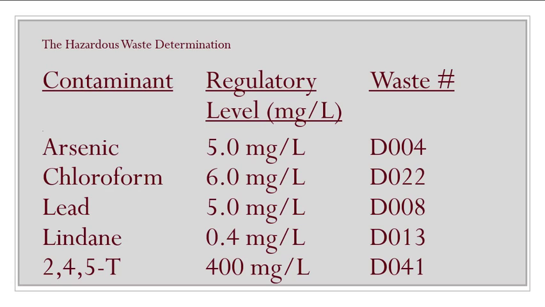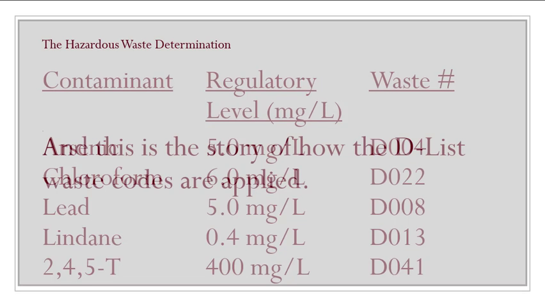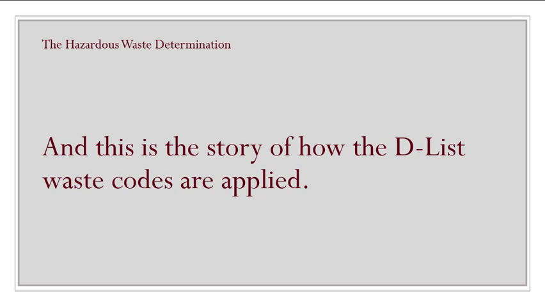So for chloroform, it's 6 milligrams per liter, and that waste code is D022. For lead, it's 5 milligrams per liter, and that gets the waste code D008. So like for lead, if you have a waste and it only has 3.5 milligrams per liter, okay, that's below the regulatory level, the waste code does not apply. It's not a hazardous waste. So for lindane, 0.4 milligrams, 2,4,5-T, a good old-fashioned chemical, 400 milligrams per liter. So you can see a big range in the different regulatory levels. So this is the story of how the D-list waste codes are applied.